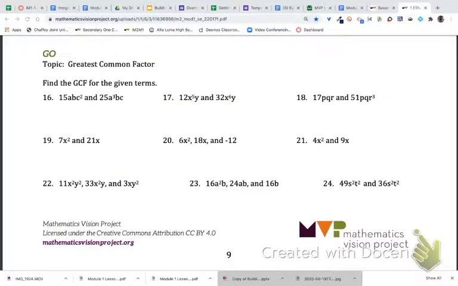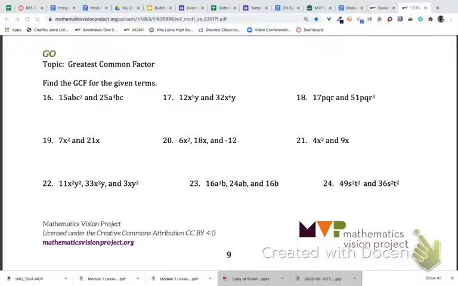For numbers 16 through 24, the big thing to keep in mind here is the greatest common factor. What is the largest thing that I can divide out of all of the terms within that particular problem? So again, not doing all of them, but just picking out a couple here. If I look at number 17, the first thing that I'm going to try to identify is something that I can divide out of both of the coefficients. So you could say, well, I can divide out a 2. You're right, but is that the largest thing that I can divide out of both of those terms?